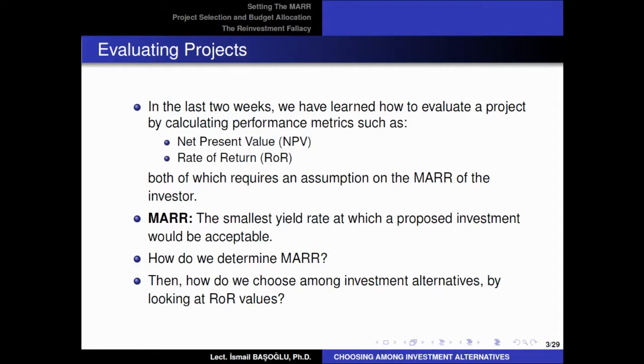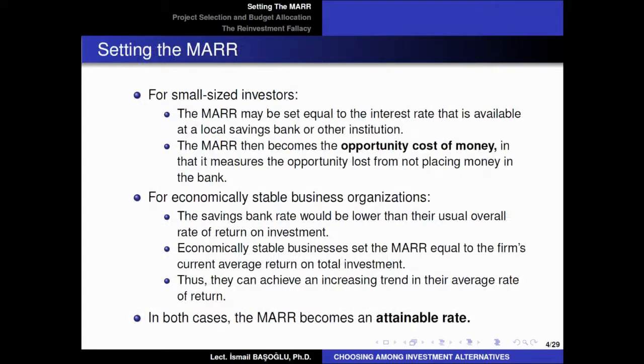So here's the thing. How do we choose among investment alternatives? By looking at the rate of return values. You know that we can calculate the rate of return of a project without knowing the minimum attractive rate of return. And even if you cannot set the minimum attractive rate of return, among multiple alternatives with different rates of return, you can choose the investment alternative which has the largest rate of return. But would that be enough for us? I mean, shouldn't we look at other things as well? Now we are going to discuss this in this chapter.